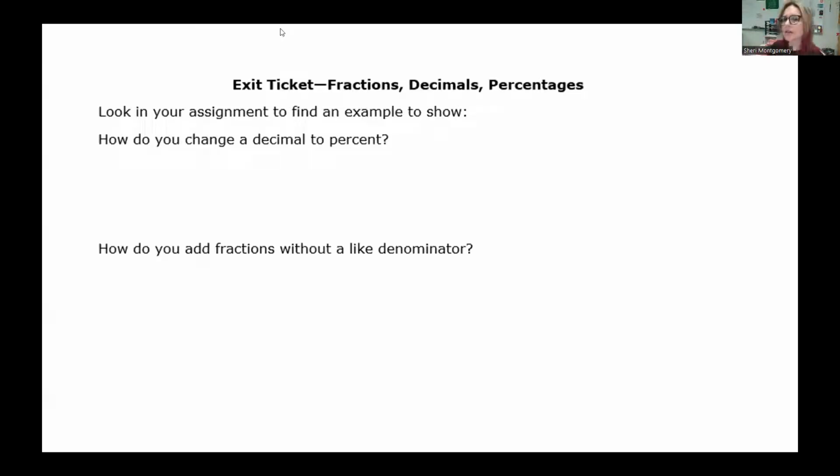All right, you guys have your papers back. The directions say, look in your assignment to find an example to show how you change a decimal to a percent and how you add fractions without a like denominator. You even have words to help you. We wrote down notes and the directions for those 2 sections.